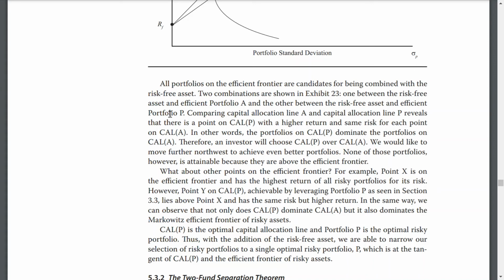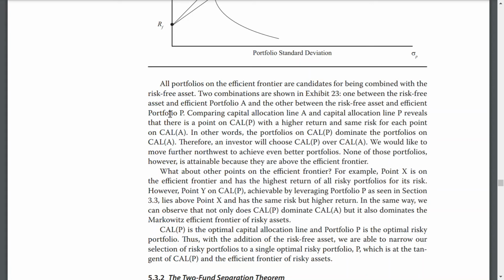Comparing capital allocation line A and capital allocation line P reveals that for a given level of risk there is a point on CAL P with a higher return. In other words, the portfolios on CAL P dominate the portfolios on CAL A. Therefore, an investor will choose CAL P over CAL A. We would like to move further northwest to achieve even better portfolios. None of these portfolios, however, is attainable because they are above the efficient frontier.